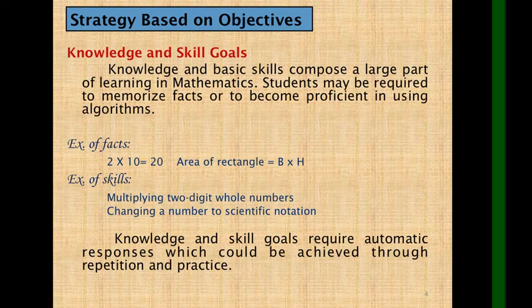Knowledge and basic skills compose a large part of learning in mathematics. Students may be required to memorize facts or to become proficient in using algorithms. Example of facts: 2 times 10 equals 20, or the area of the rectangle is base times height. Example of skills: multiplying two digit whole numbers, changing a number to scientific notation. So those are skills, and the example of facts is more on knowledge or content. Knowledge and skill goals require automatic responses which could be achieved through repetition and practice.